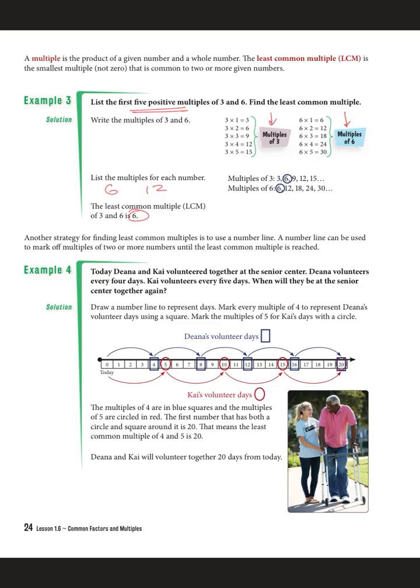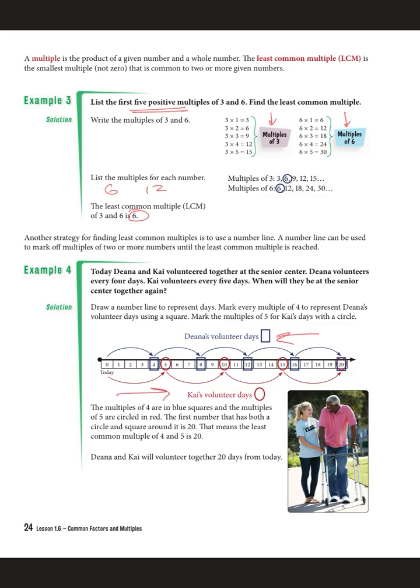And then mark the multiples of 5 for Kai's days using a circle. On this number line, you'll notice that it starts off at 0 days, and then it goes up by intervals of 1 until they get to 20. Why they chose 20, I don't know, just because, right?